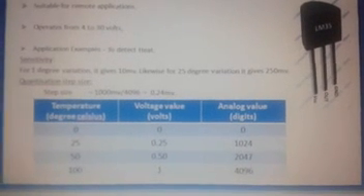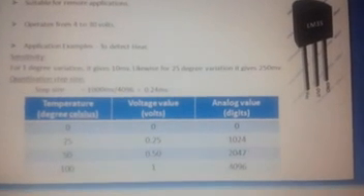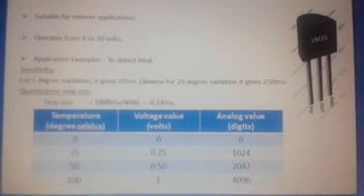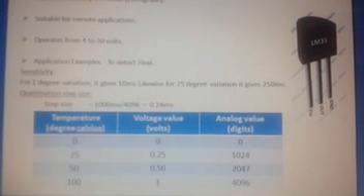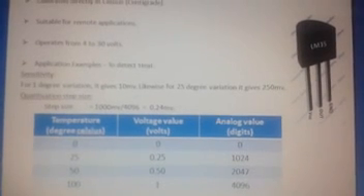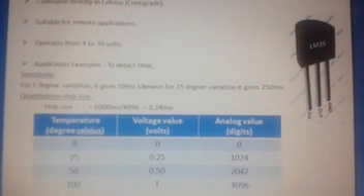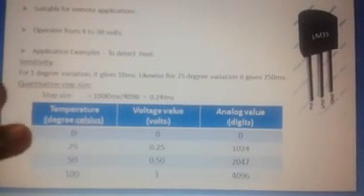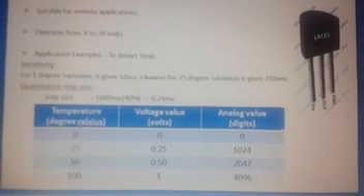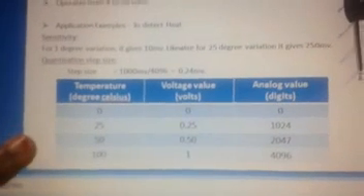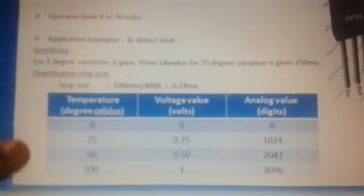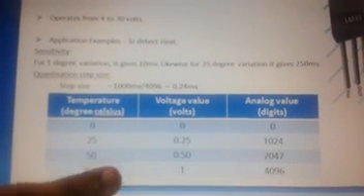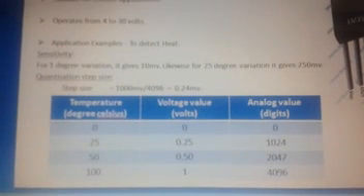In the temperature sensor, we get an analog output. By using the ADC pin, we convert it into digital. The digital value multiplied by 0.24 millivolt, which is the quantization step size, gives us the Celsius value. So this is the table we use for the calculation of digital voltage into Celsius. If the digital voltage is 1024, we get 25 degrees Celsius, if the digital voltage is 2047, we get 50 degrees Celsius, and if the digital voltage is 4096, we get 100 degrees Celsius.